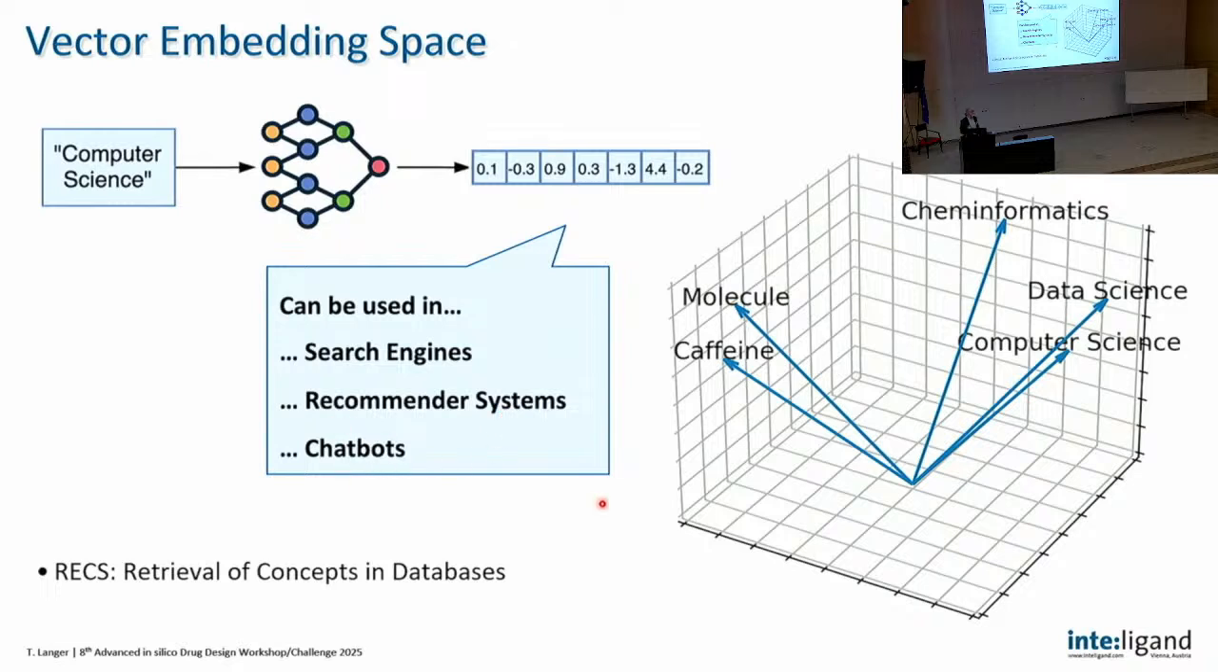So this is what we all now face when we use ChatGPT or Gemini or so on. Let's explain it in a very simple way here. We have vectors that point to certain concepts here: computer science, data science. Of course, they are very close to each other, right? Because computer science and data science are close.